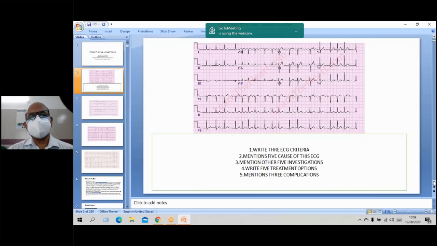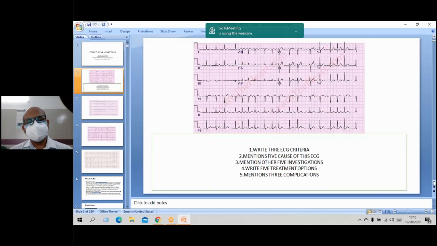So this is one of the ECG. When you see the ECG paper, always observe the standardization, which is on the left side. Standardization is 10 millimeter, or low standard or high standard, and then 12 lead ECG. There are standard limb leads and chest leads, and some augmented leads.